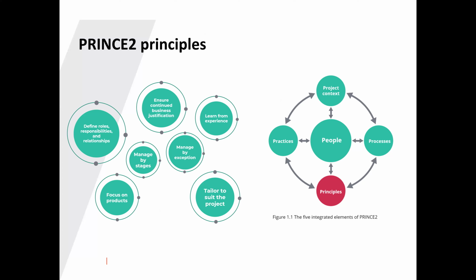We can manage by exception by saying we can give email approvals. So you can see there are various exceptions you can have on your project. PRINCE2 made allowance for that. Next to that is we need to focus on products.